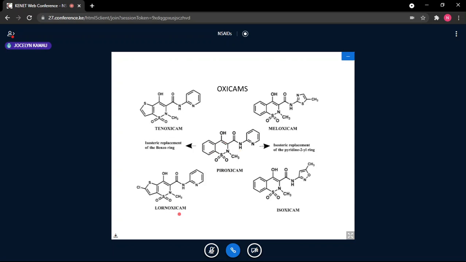So again, you look at lornoxicam. Lornoxicam is a structural analog or structural derivative of tenoxicam, whereby there is also substitution of a chloro group on the thiophene ring. So lornoxicam, there is further substitution of the thiophene ring with a chloro group. So if you look at this, there is a lot of structural similarity. You're looking at the prototype. The prototype is piroxicam, and all the others are just structural derivatives of piroxicam.